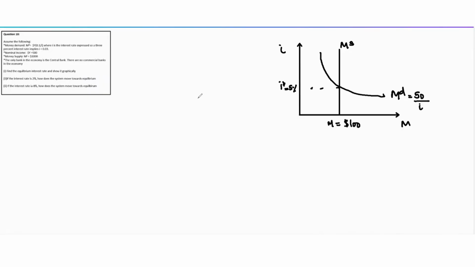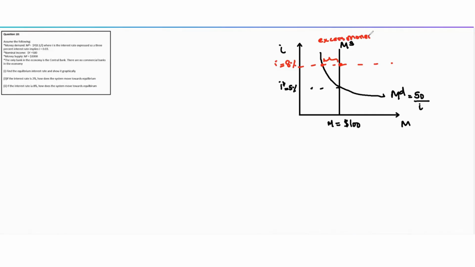So if the interest rate is 8%, I can show it somewhere over here. So I is equal to 8%. Now, at I equal to 8%, we will notice that this is money supply and only this much is money demand. So we have excess money supply. This is the amount of excess money supply.